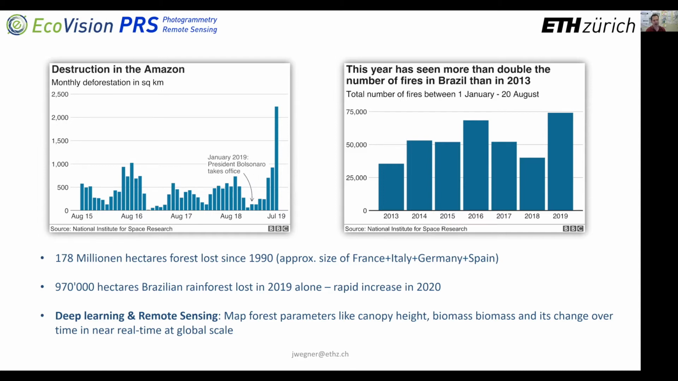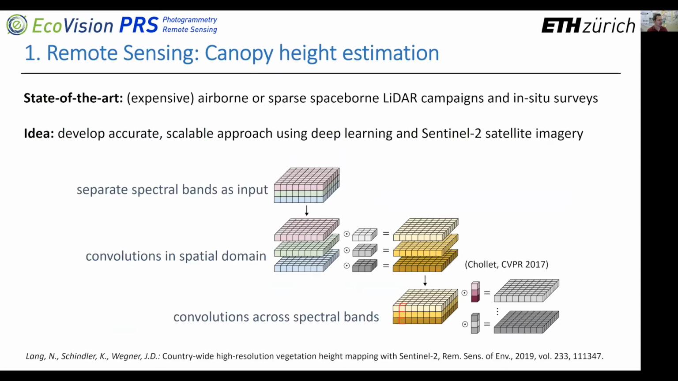And so our idea is that we combine the predictive power of deep learning and the global coverage of remote sensing to map a whole bunch of forest parameters like canopy height, biomass, and its change over time in near real time at global scale. And so how is this done today? I've structured my talk into two different parts.